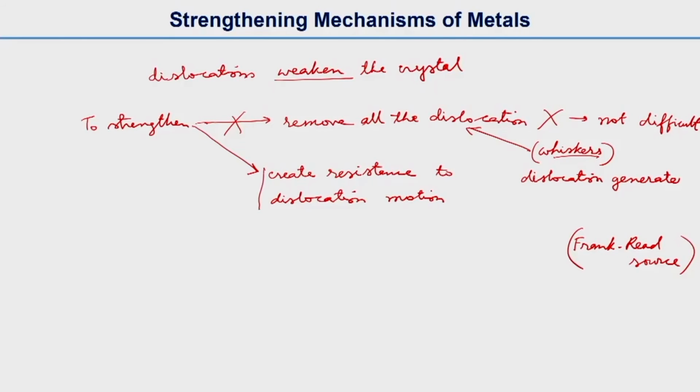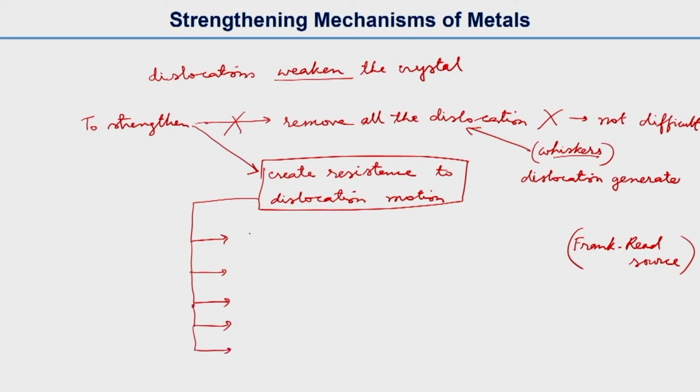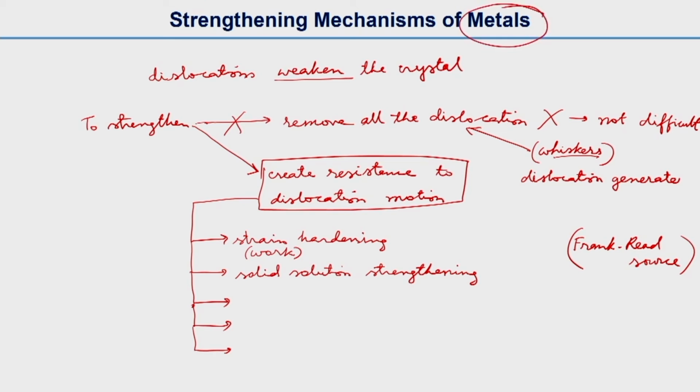We will now see how to create resistance to dislocation motion. There are different ways to do that, which we will discuss one by one. Let us say the first one is strain hardening, or we call it work hardening. The second one is solid solution strengthening. You can use the words hardening and strengthening interchangeably. We are talking about metals, these crystalline materials. And another one is grain boundary strengthening.